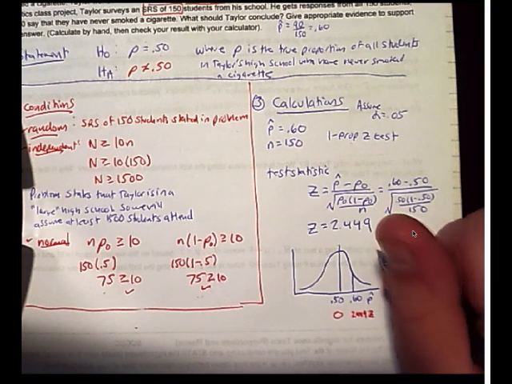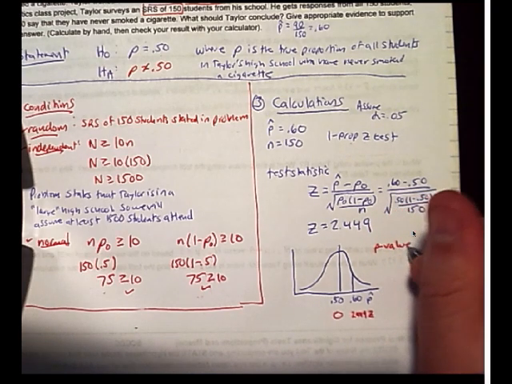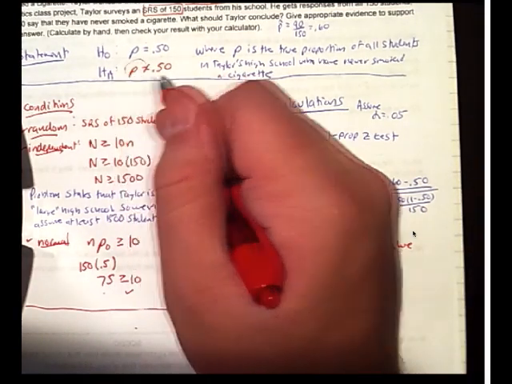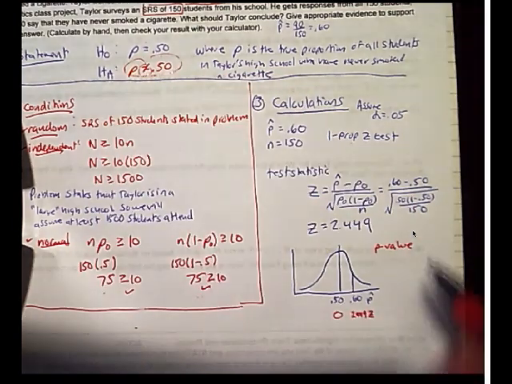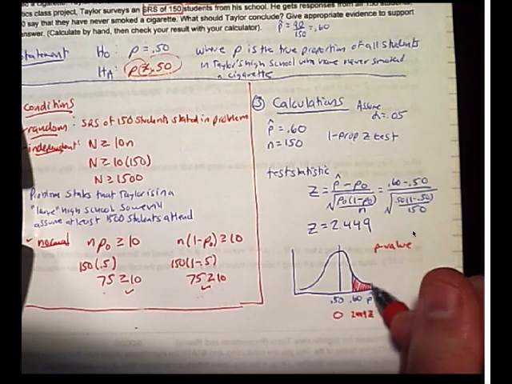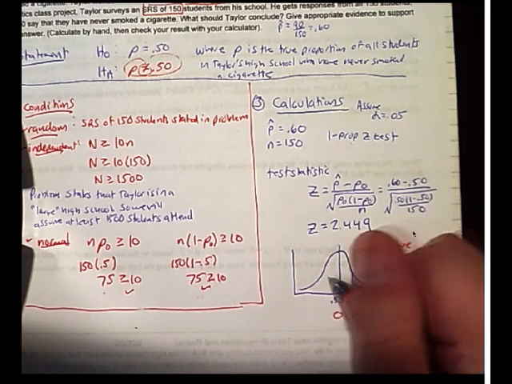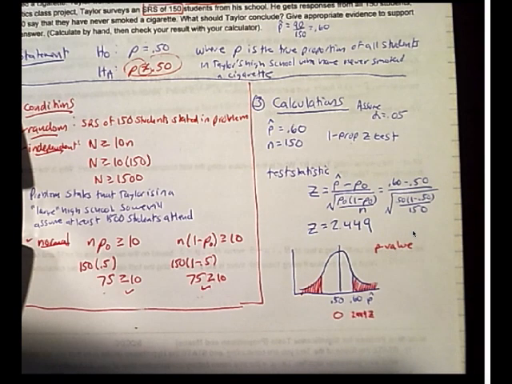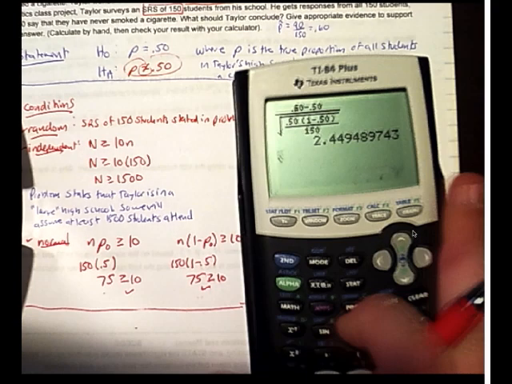So the next thing we have to do is find the p-value. But remember, this is a two-sided test because of the not equal to. So after I find that area, I have got to double it because it could also fall on that side. Let's go ahead and store this as our z.